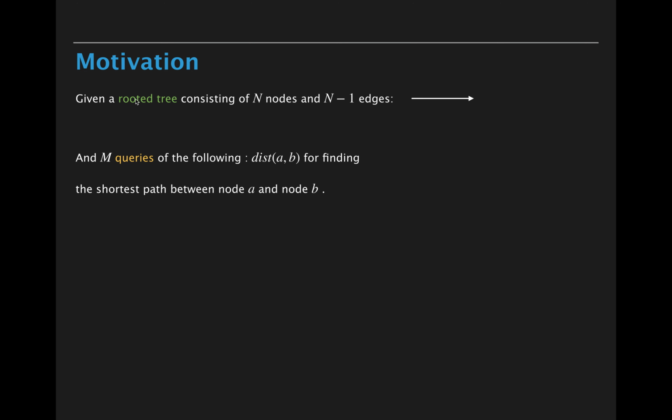Given a rooted tree consisting of n nodes and n minus 1 edges. For example, this would be one example, rooted at 1 with 8 nodes and 7 edges. Also, we're given m queries of the following form. We want to compute the shortest path, or the distance, from any node A to any node B, finding the shortest path between node A and node B.